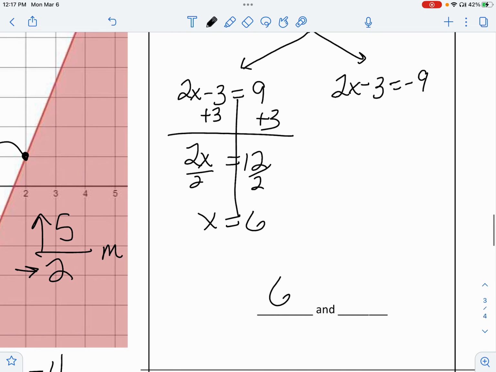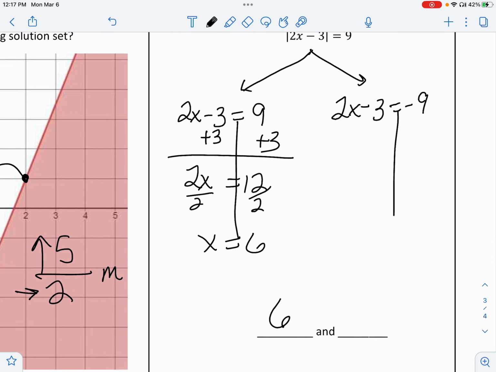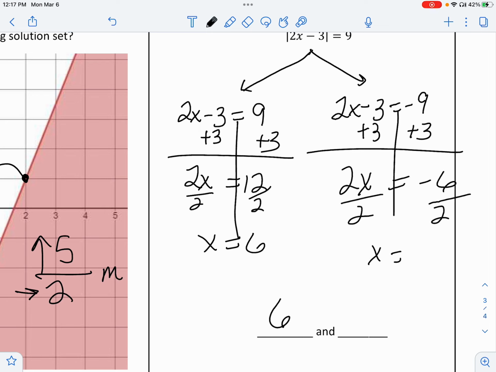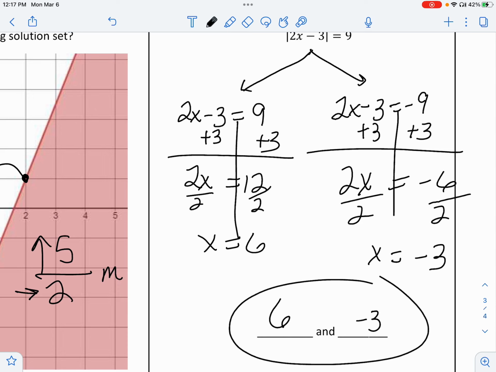Your first answer is 6. Add 3, and FYI, the other answer is not -6. Some kids think that. 2x equals -6, divide by 2, x equals -3. So your two answers are 6 and -3.